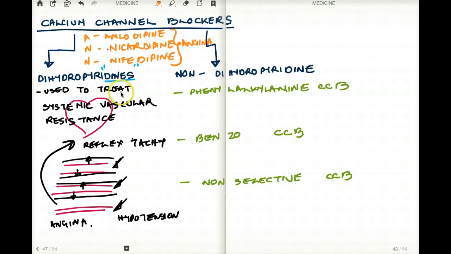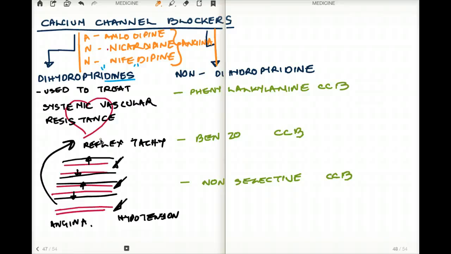Why and how? I don't know. I don't think we have to know at this point why these are the exceptions, but these are the dihydropyridines which we use for angina, but in general we do not use dihydropyridines to treat angina. Okay, so enough about dihydropyridine. Let's move on to the next category.